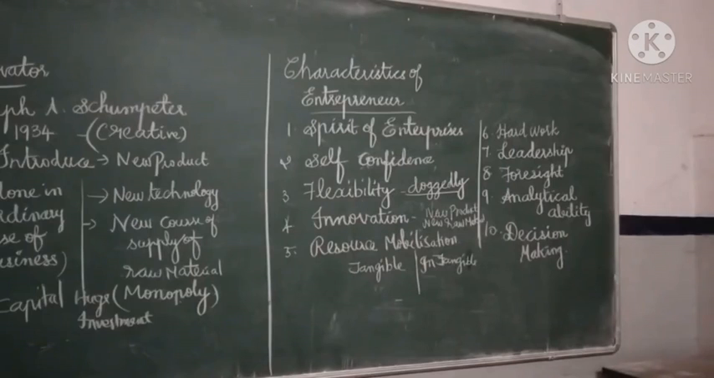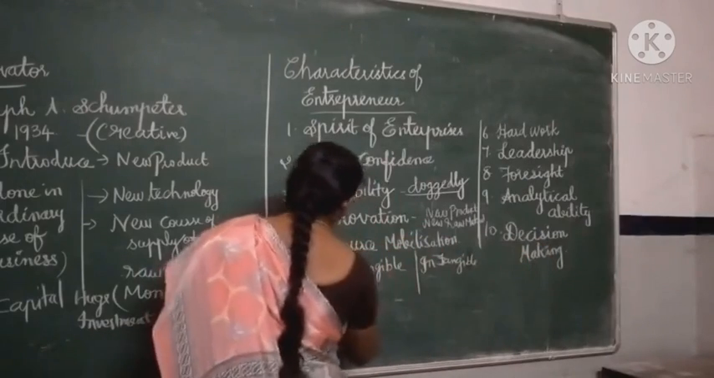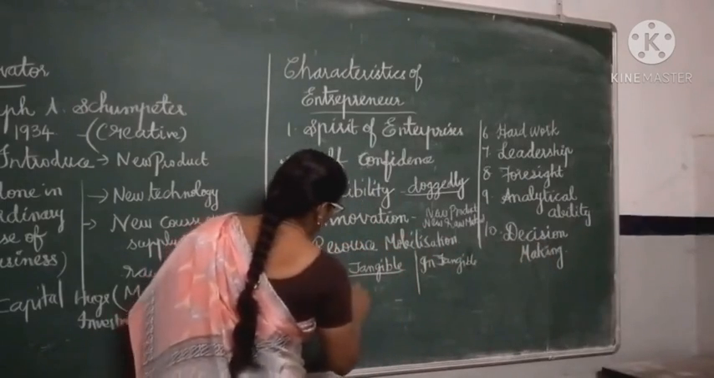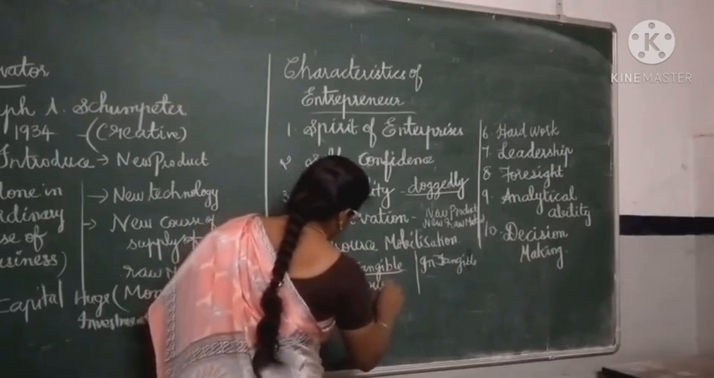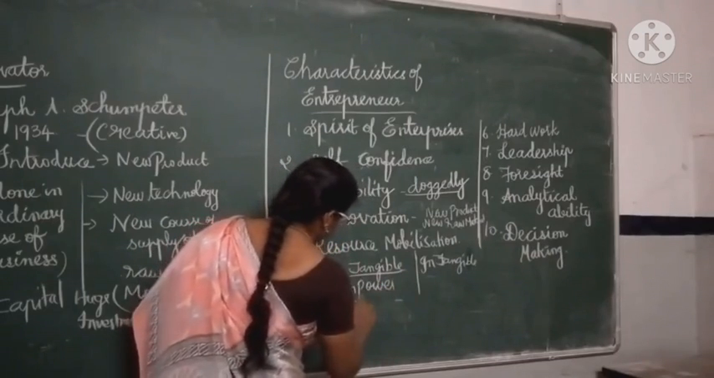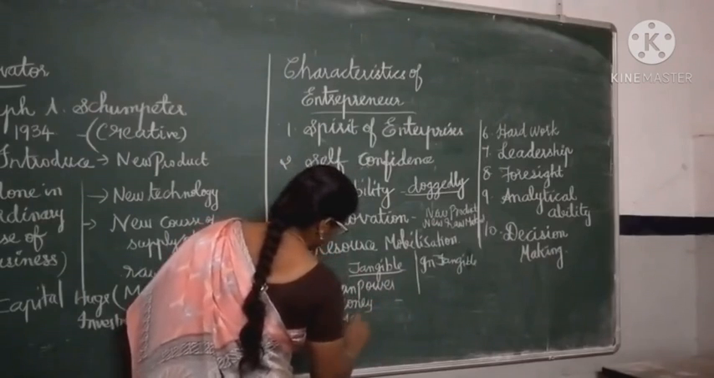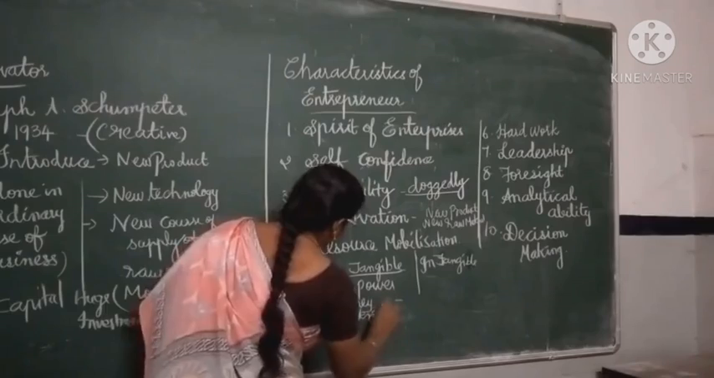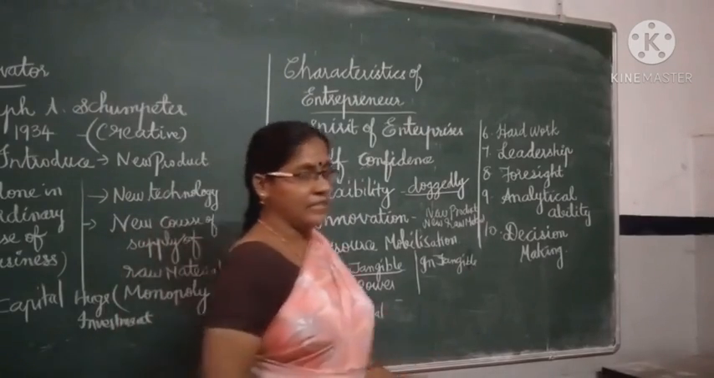What are all the intangible assets? You can tell me. Entrepreneurs should have the capability to mobilize both tangible inputs. What are all the tangible inputs? Manpower, money, material. Manpower is movable. Manpower, money, material, like this it is moving.